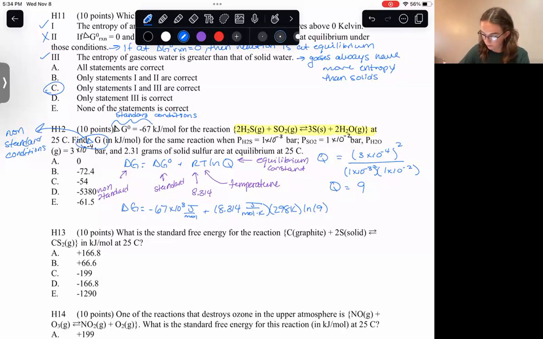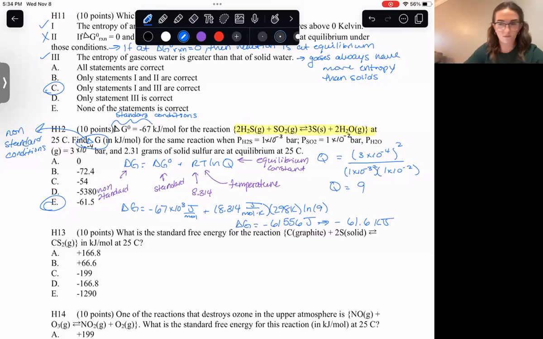And we should end up with delta G equal to negative 61556 joules. So then if you want to put it into kilojoules, this is negative 61.6 kilojoules, which is E. Okay, any questions on 12? This seems pretty straightforward on how to do this type of problem.